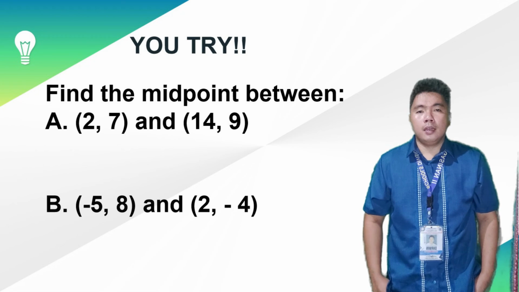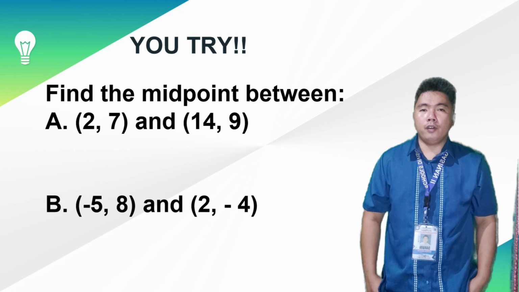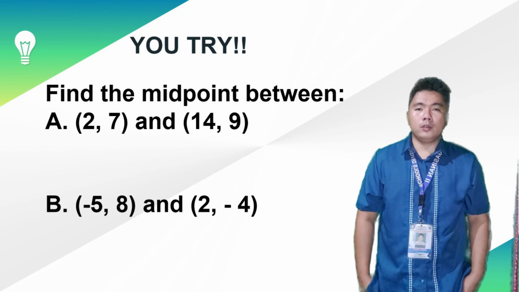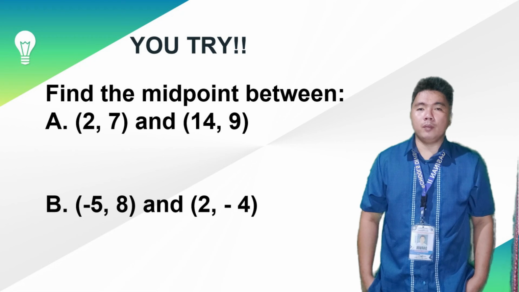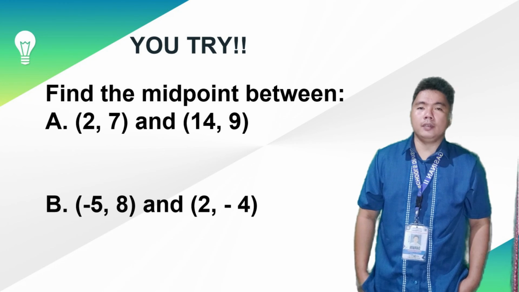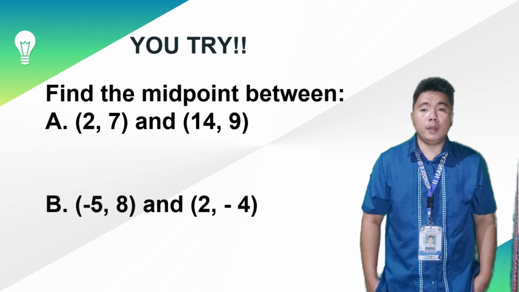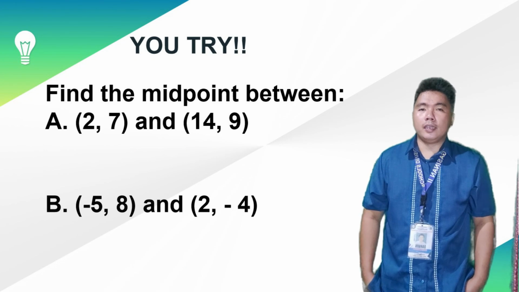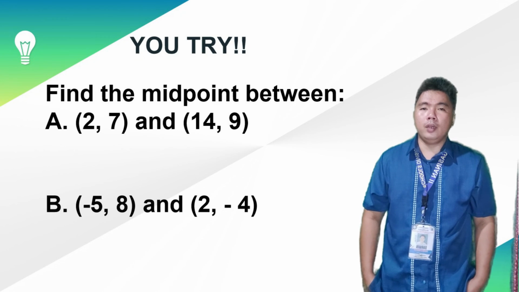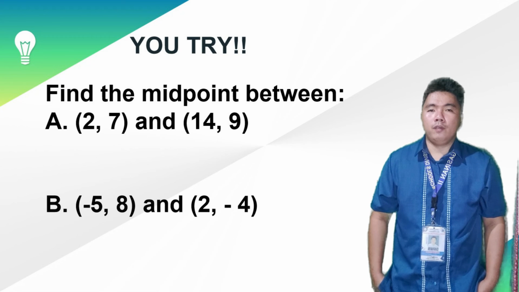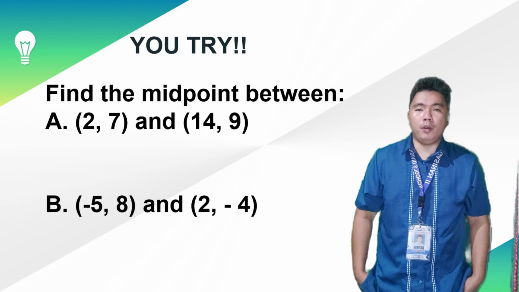So again, let's have a review. For our distance formula, we use the formula distance is equal to the square root of x sub 2 minus x sub 1 squared plus y sub 2 minus y sub 1 squared. And for our midpoint formula, we have the midpoint is equal to the quantity of x sub 2 plus x sub 1 over 2 and y sub 2 plus y sub 1 over 2.